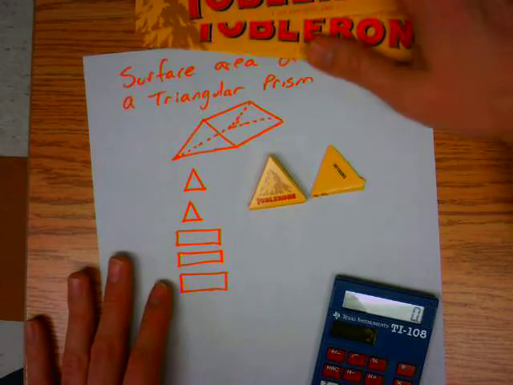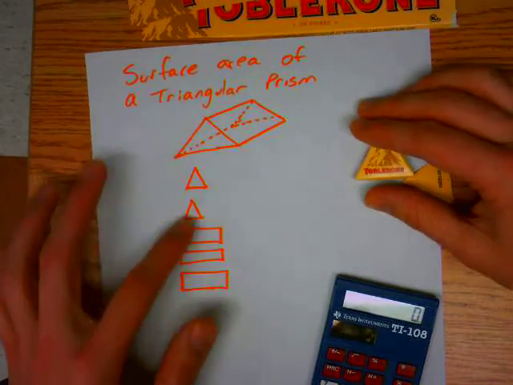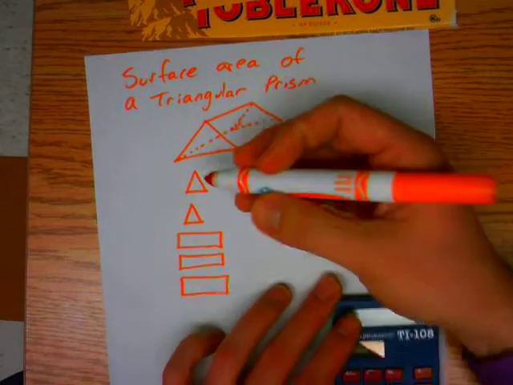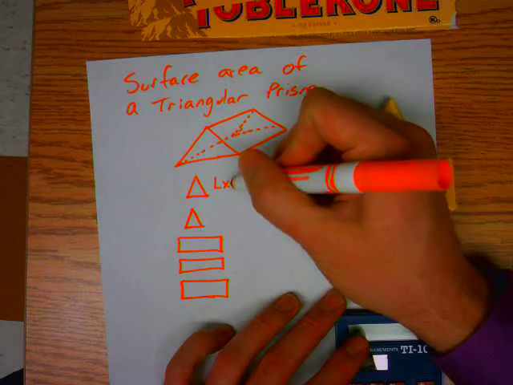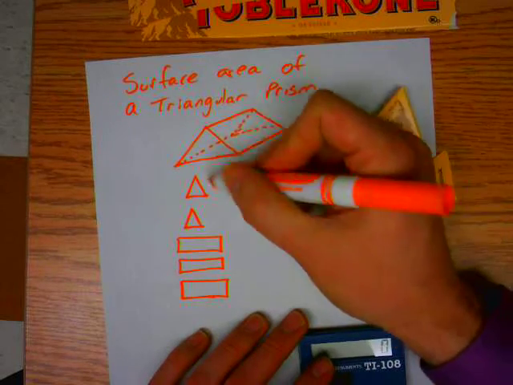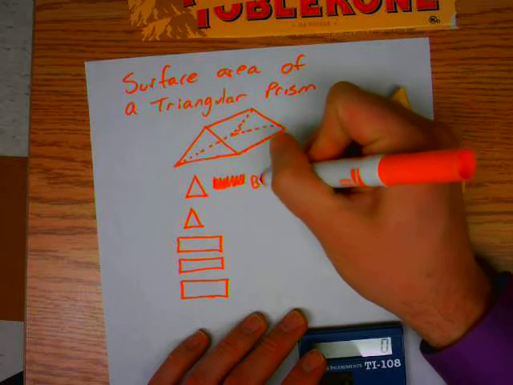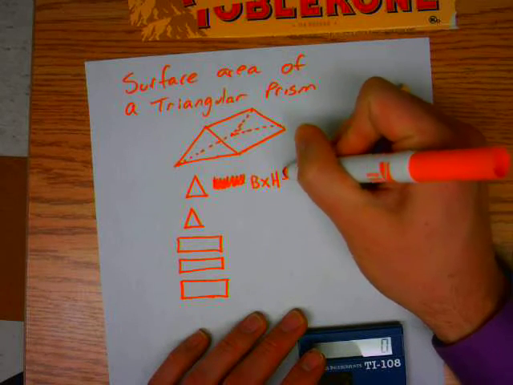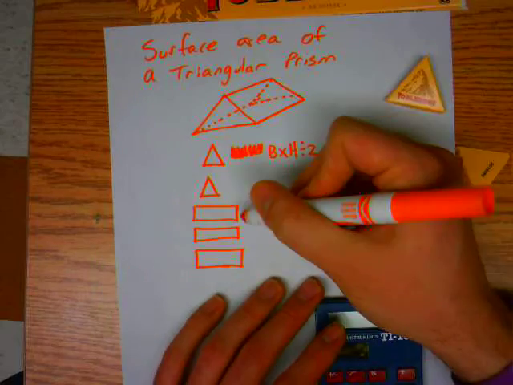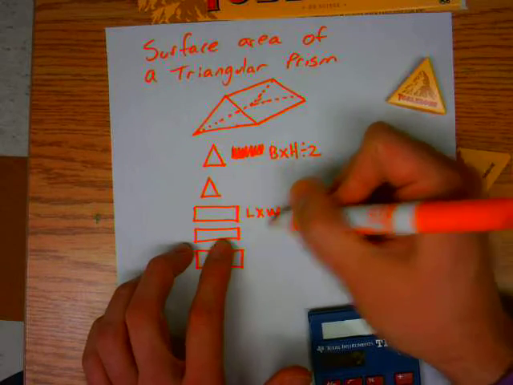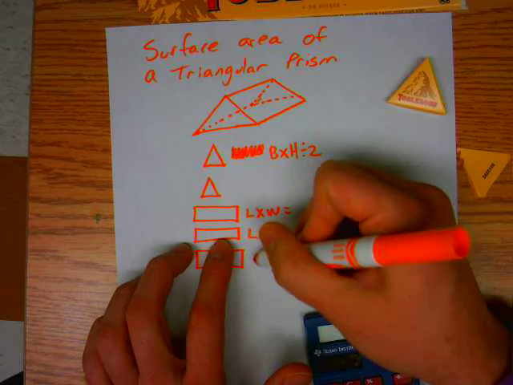So remember, you want to break apart the faces, and we want to find the area for each one. And a quick reminder, an area is length times width, except if you're using a triangle, the area for a triangle is base times height divided by 2. And down here, the area for a rectangle is length times width. So we want to find that for each one. We're going to start with the triangles.